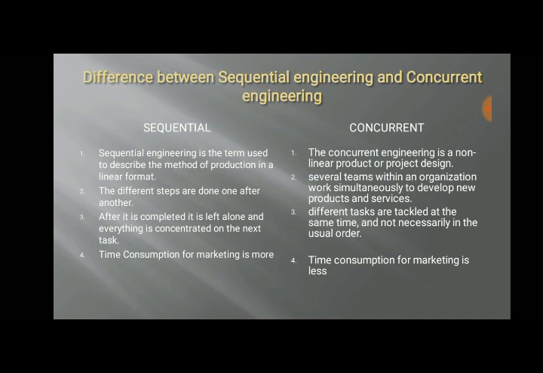different departments. In sequential engineering, if the product is completed, it is left alone and no one concentrates on that product, and they only concentrate on the next task. In concurrent engineering, the different tasks are tackled. The produced product is also concentrated on and the new product is also concentrated on. In sequential engineering, time consumption is more, whereas in concurrent engineering, time consumption is less.